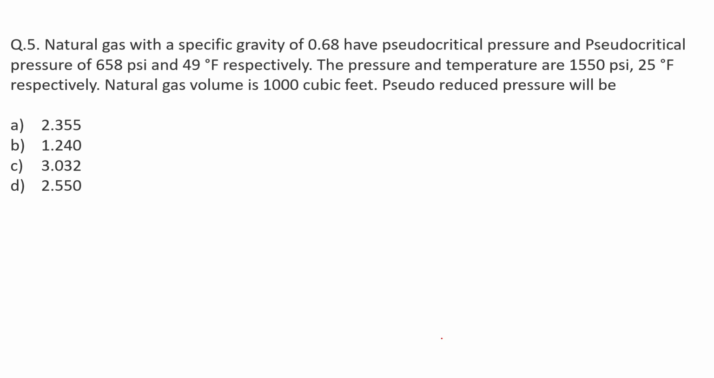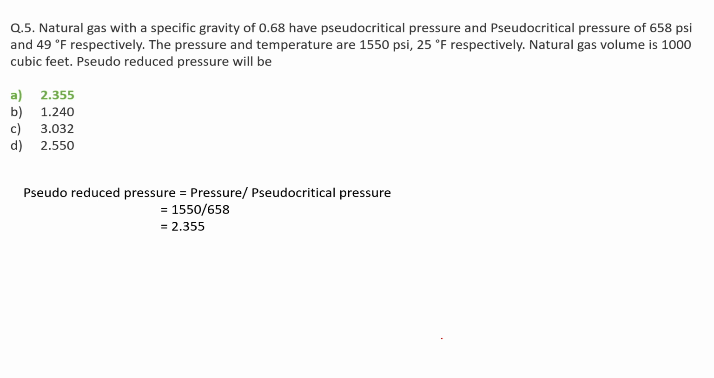Here they are asking about the pseudo reduced pressure. The equation to find the pseudo reduced pressure is pressure divided by the pseudo critical pressure. If the word pseudo is not used, then whenever we are asked to find the reduced pressure, it is always pressure divided by the critical pressure. Here, for pseudo reduced pressure, it is pressure divided by pseudo critical pressure. Pressure is given, 1550 psi, and pseudo critical pressure is also known, 654 psi. We divide these two and find the pseudo reduced pressure, which is option A, 2.357.